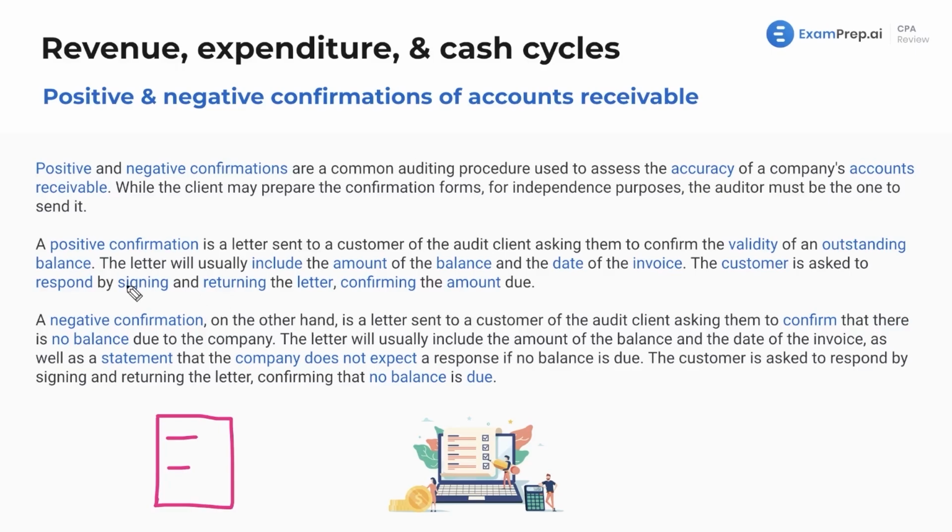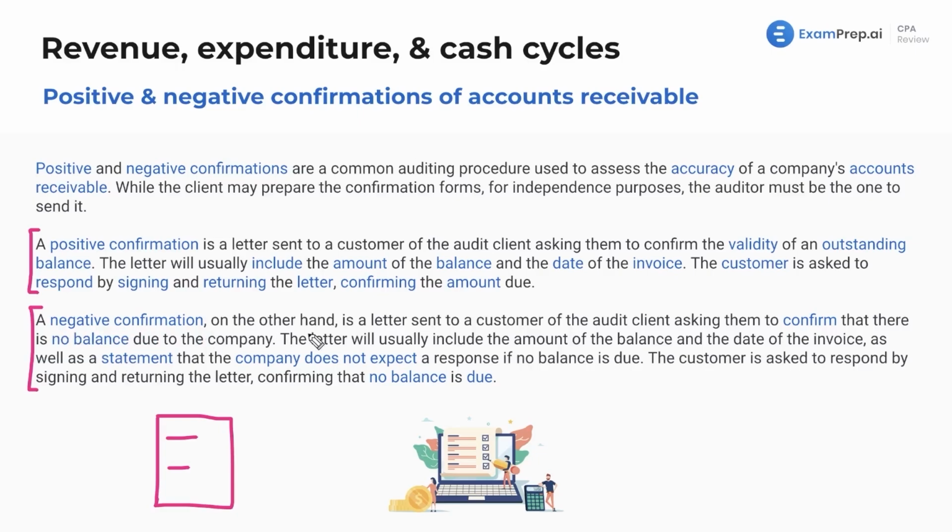Obviously, you may not hear from the customer. Positive confirmations provide more assurance. However, you're less likely to hear back from them because they require more work on the customer's part. With negative confirmations, you're not really likely to hear back. We'll talk about what this is, but this provides less assurance, and we'll see why.